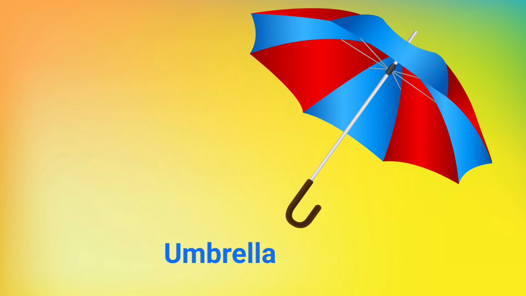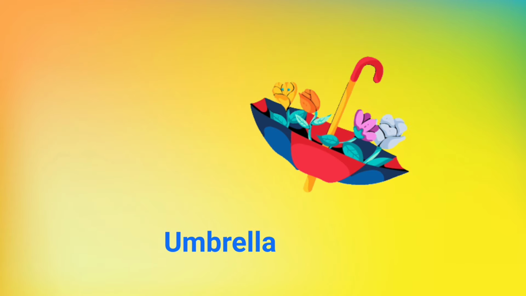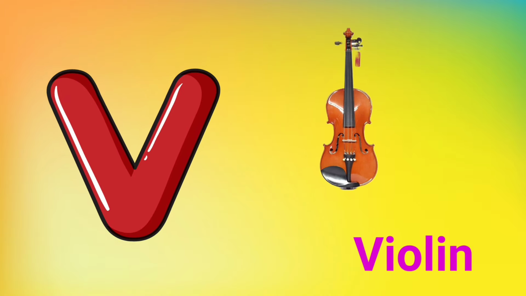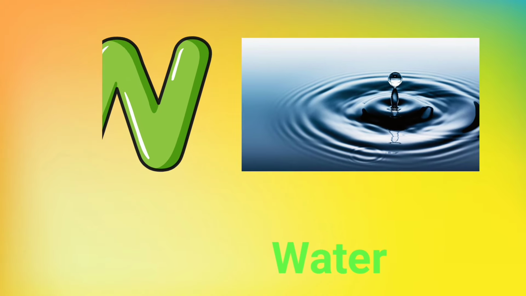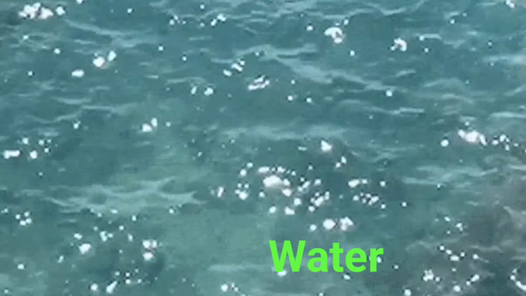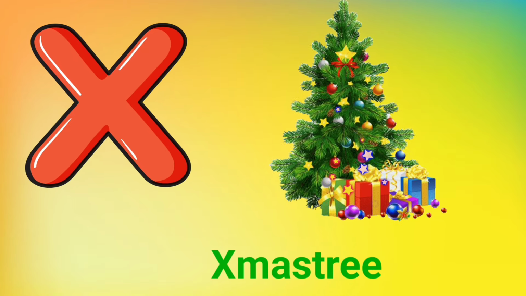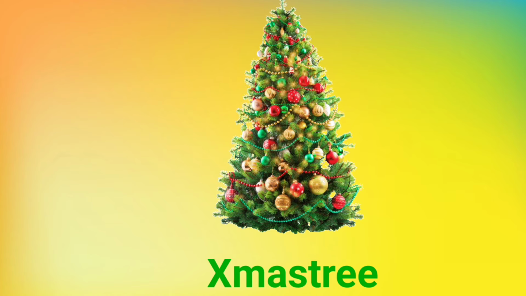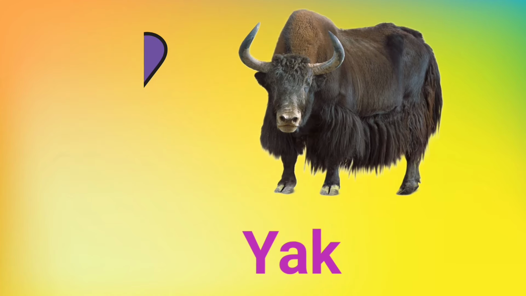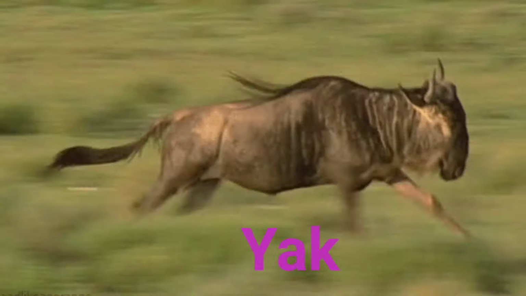U for umbrella. V for violin. W for water. X for Xmas tree. Y for yak. Z for zebra.